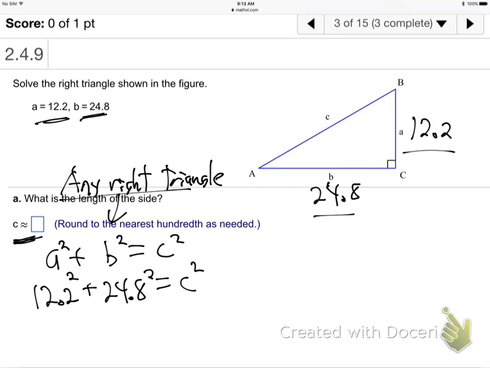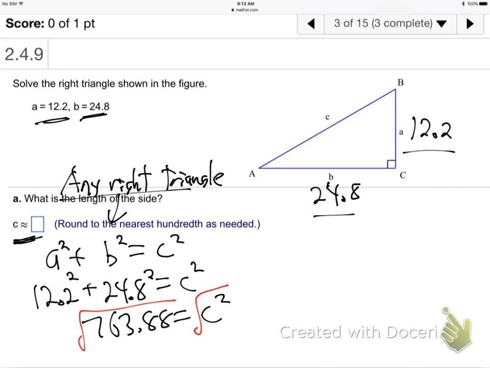All right, you guys getting that? So 12.2 squared plus 24.8 squared. This side comes out, I'm getting 763.88. We still have to root it. Equals c squared. Getting that on that side, and then we square root both sides. So square root. Where my square root button is. There it is. Yeah. Square root.